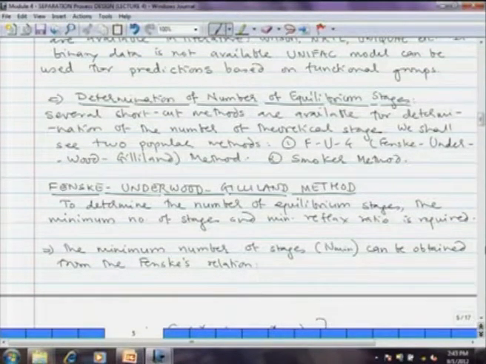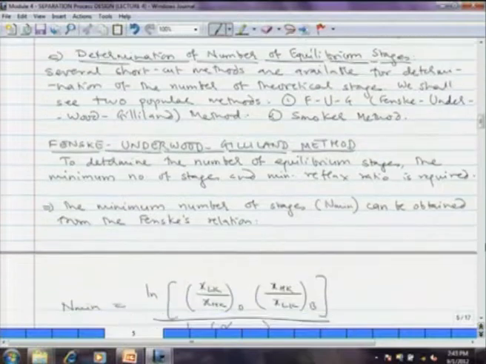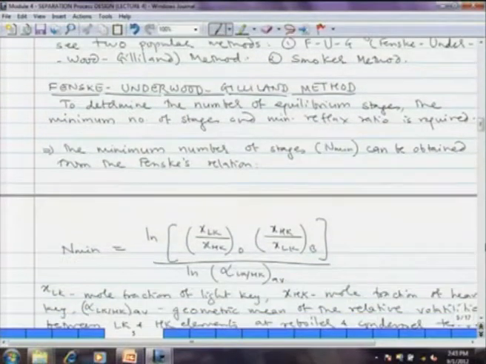We shall see in today's lecture two popular methods that are used for this purpose. The first method is the FUG method, Fenske, Underwood, Gilliland method, and the second method is the Smoker method, which is essentially the analytical approach to the McCabe-Thiele method, which is a graphical solution. Let us first see the Fenske, Underwood, Gilliland method.